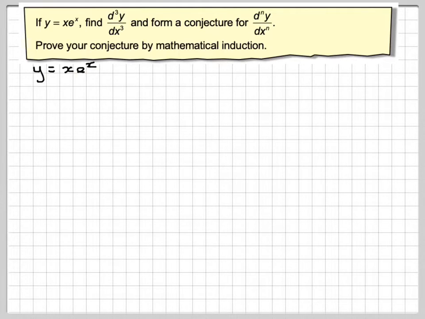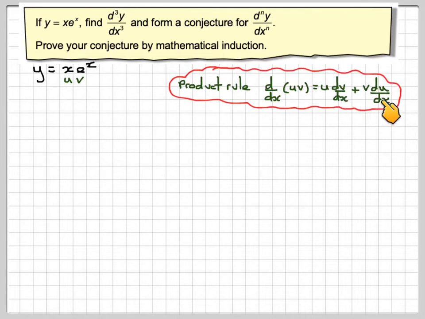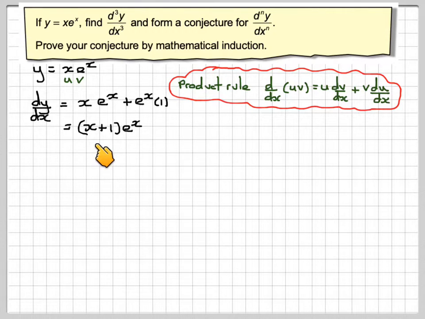This is a product, so we need to use the product rule. Type uv. The product rule says d/dx of uv is u dv/dx plus v du/dx. So dy/dx will be u, which is x, times the differential of e to the x, which is e to the x, plus v, which is e to the x, times the differential of x, which is 1. And that gives me, if I take out e to the x as a common factor, x plus 1 e to the x.